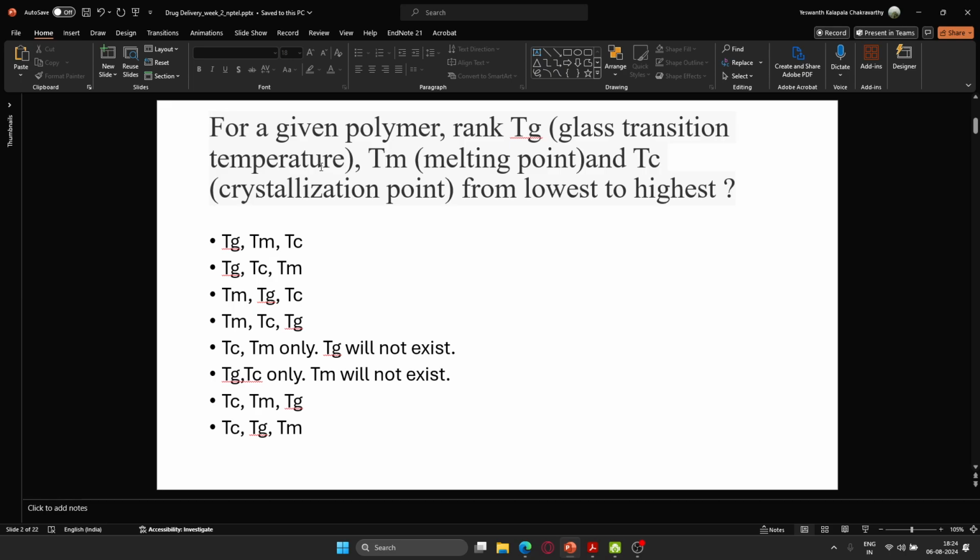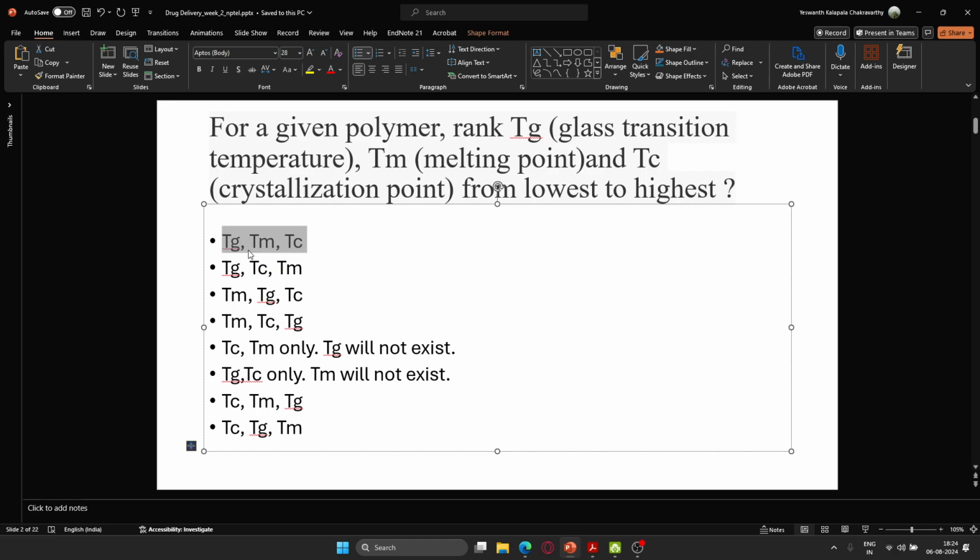So the first question reads, for a given polymer, rank Tg, which is the glass transition temperature that we discussed, Tm, the melting point, and Tc, the crystallization point, from lowest to highest, which is basically which is first and which is last. As you keep on increasing temperature, will you hit the Tg first, Tm first, or Tc first? The options read Tg, then Tm, then Tc; Tg first, then Tc, then Tm; Tm first, then Tg, and finally Tc; Tm first, Tc next, and lastly Tg.